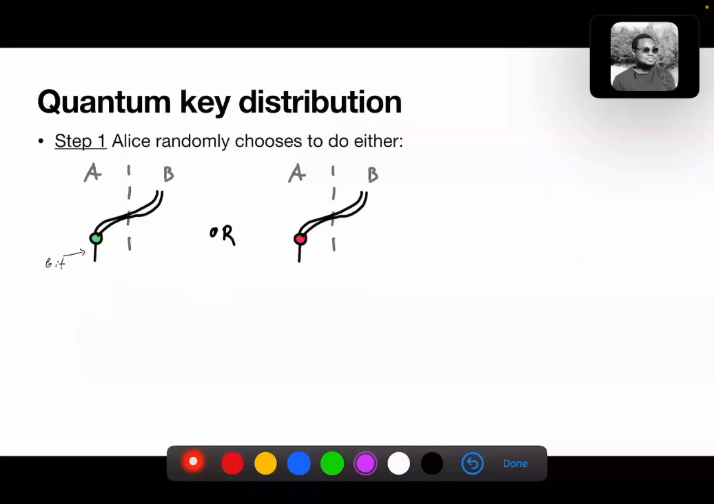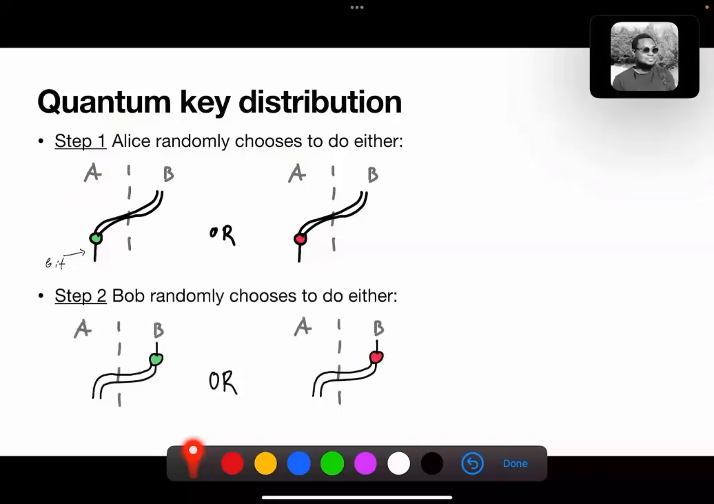It's going to be a simple 4 step process. First, we have Alice. Alice picks some random bit and then encodes it in a random basis. She either chooses to encode it in this green basis or in this red basis, so Z or X basis. Step 2, Bob randomly chooses to do a measurement in either of the bases.